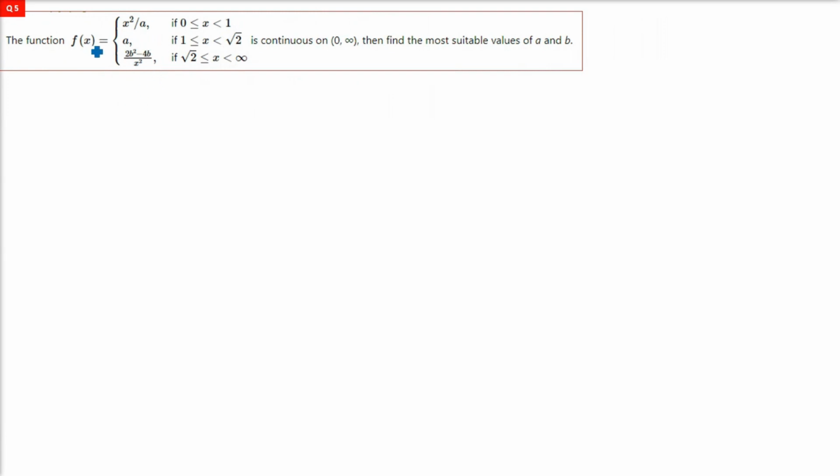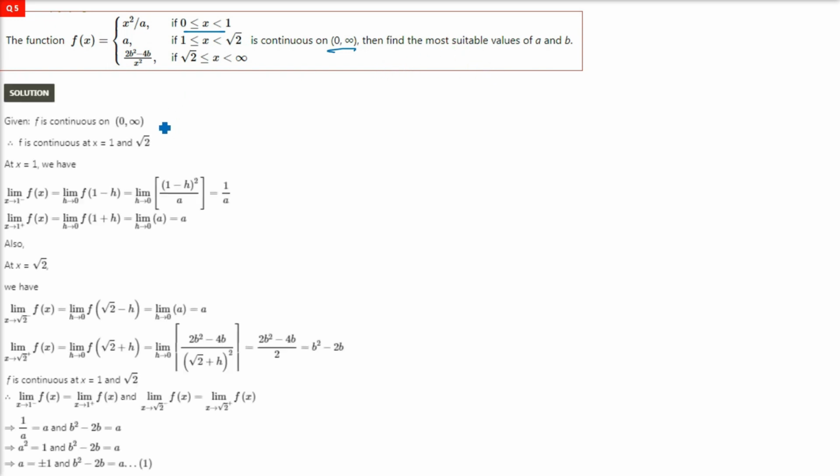The function f(x), you have x squared by a, you have a, 2b squared minus 4b by x squared. And what are the points? So let us draw a number line and see what these points are denoting. And what are the points of check we have to do, for what we have to find out LHL and RHL. So let us see here. Actually it's more of a quadratic equation problem rather than this continuity. You'll see just now. So this is 0, this is 1, and root 2 is 1.414. So I am just writing root 2 here. And then we have infinity.